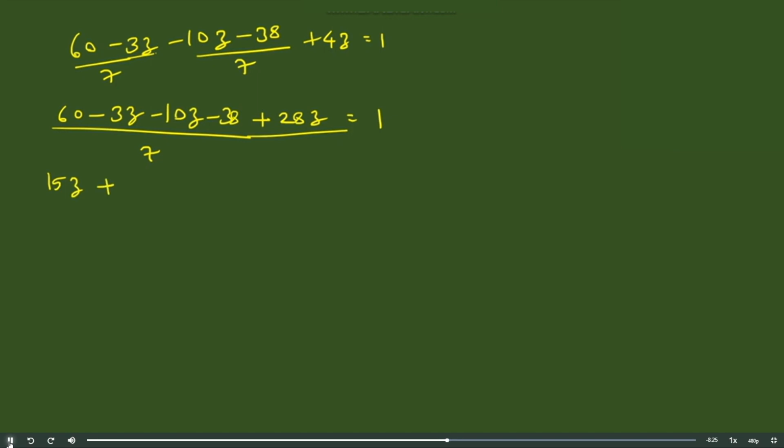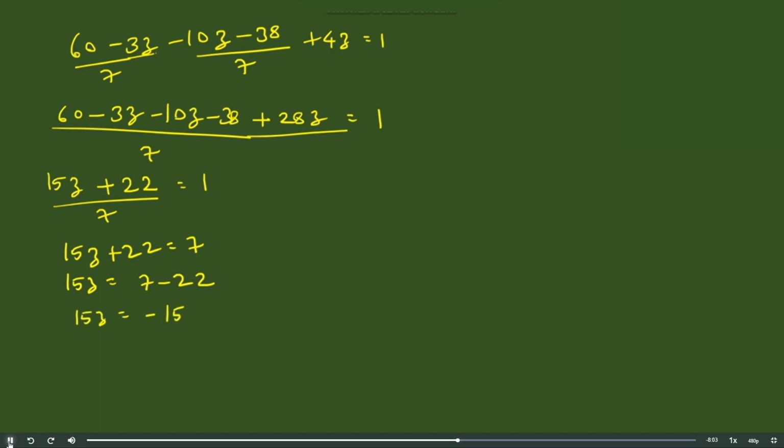It is going to be 15z plus 22 by 7 is equal to 1. 15z plus 22 is equal to 7. 15z is equal to 7 minus 22. 15z is equal to minus 15. z is equal to minus 15 by 15. z is equal to minus 1.